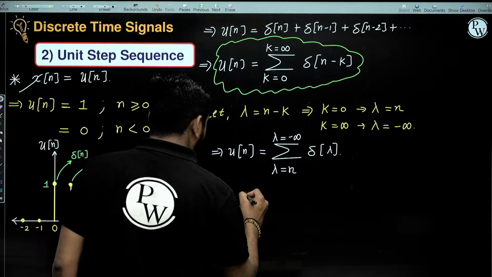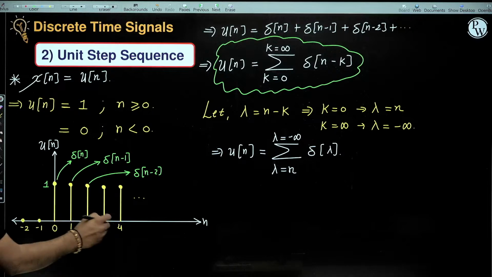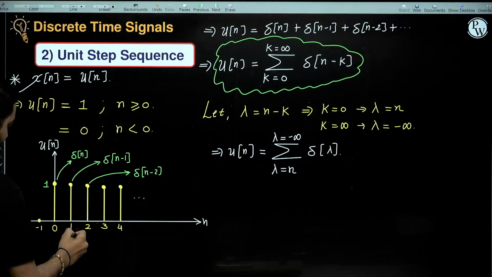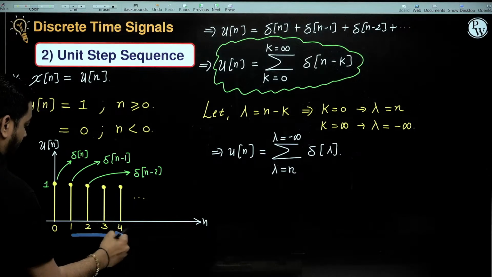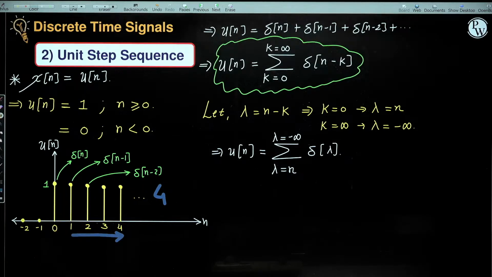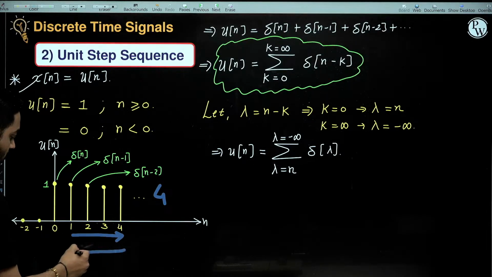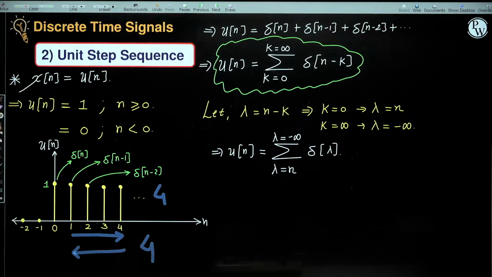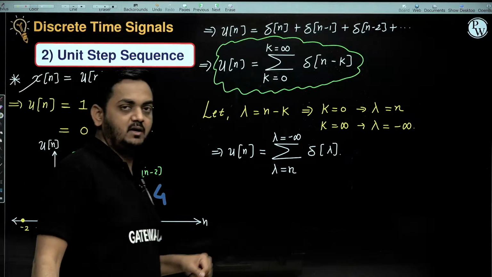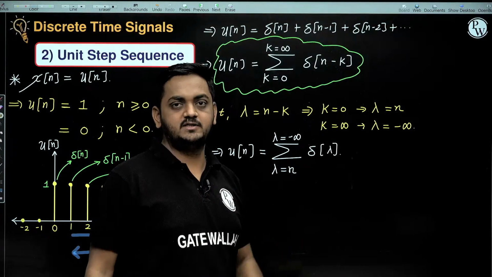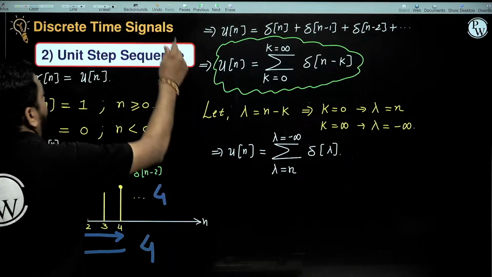Suppose you are doing summation from 1 to 4, or you are doing summation from 4 to 1, you will get the same answer. See, if you are doing summation of all the samples from 1 to 4, 1 plus 1 plus 1 plus 1, the answer is 4 guys. In a similar way, if you do the summation from 4 to 1, 1 plus 1 plus 1 plus 1, then also the answer is 4 guys. So in discrete time, in summation, if you interchange the lower limit and upper limit, there is no change in the answer guys, correct?